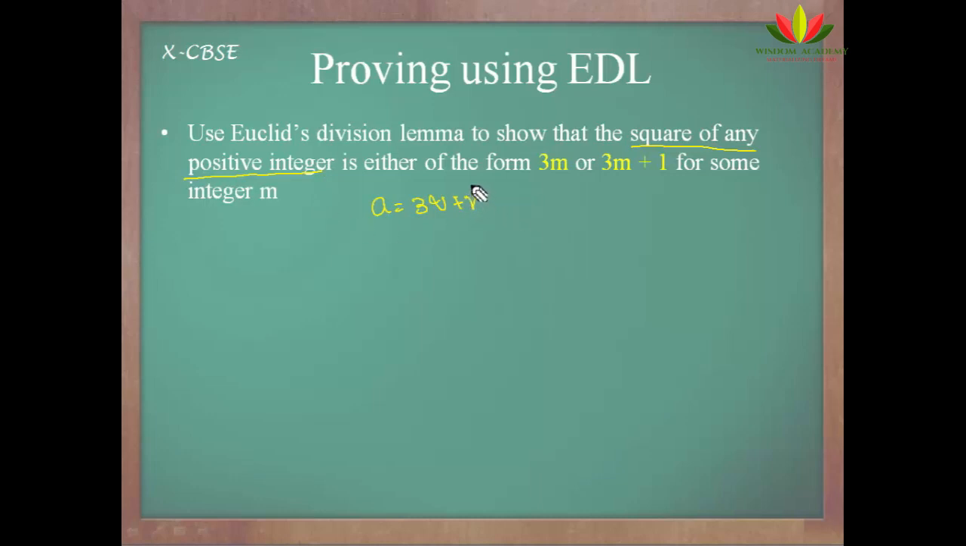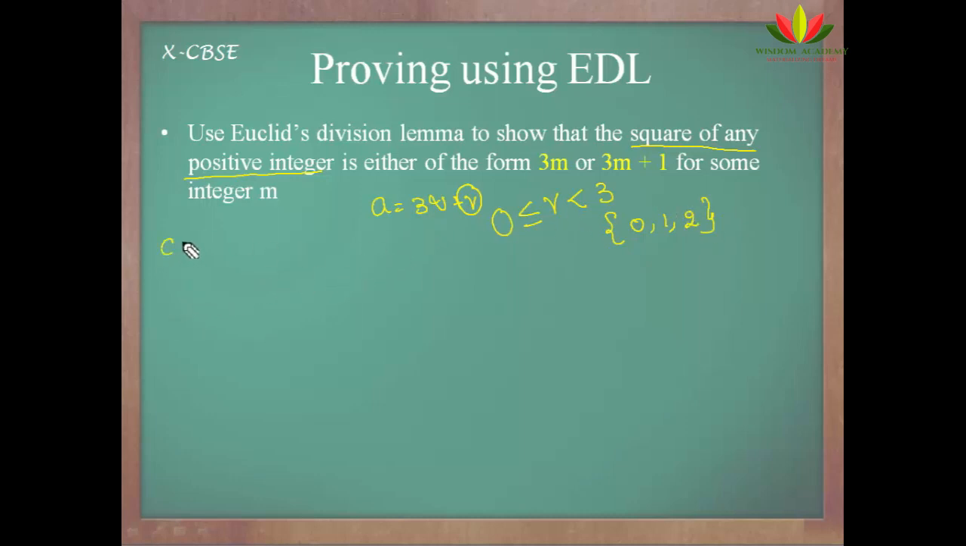Okay. So what will be my remainder? According to the Euclid division lemma, my r should be greater than or equal to 0, but definitely less than the divisor. My divisor is 3 here. So what will be the numbers I can get? 0, 1 and 2. These are the 3 numbers I can get when dividing a number by 3.